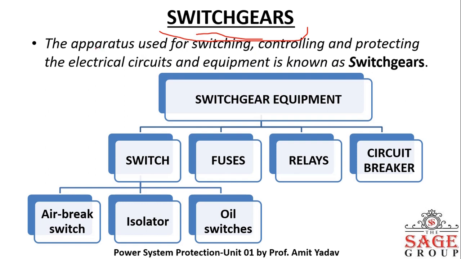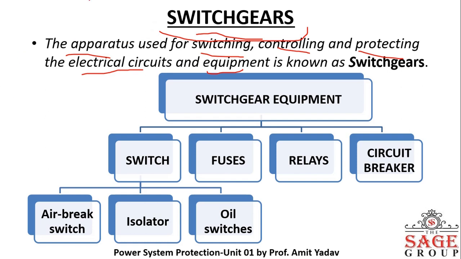So what is switchgear? The apparatus used for switching, controlling and protecting electrical circuits and equipment is known as switchgear. In basic language, we can say that these are the basic switching, controlling and protecting devices which we use in the electrical circuit to protect our power system. That's why this subject is also known as switchgear and protection.